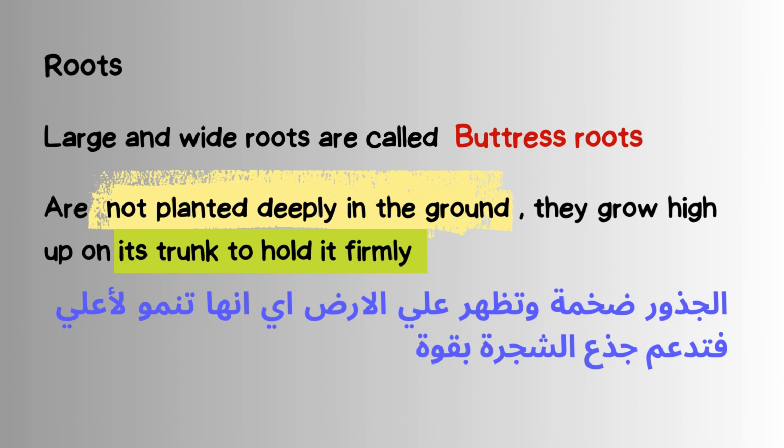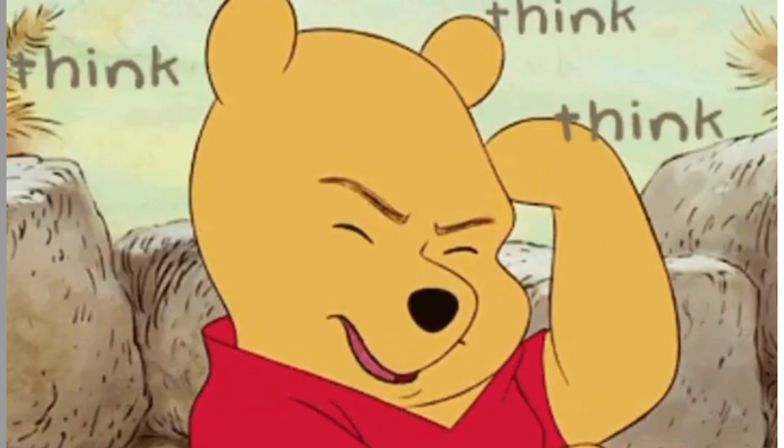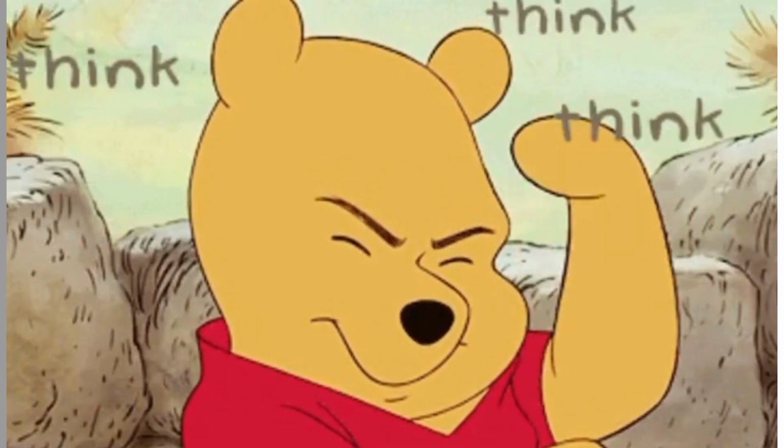They aren't planted deeply in the ground, as we saw. They grow high up on the trunk to hold it firmly. They grow up to 5 meters. As we see here, this is the buttress root that grows high up on the trunk, a distance of about 5 meters up. And we will know why. Just think about this adaptation in the roots.